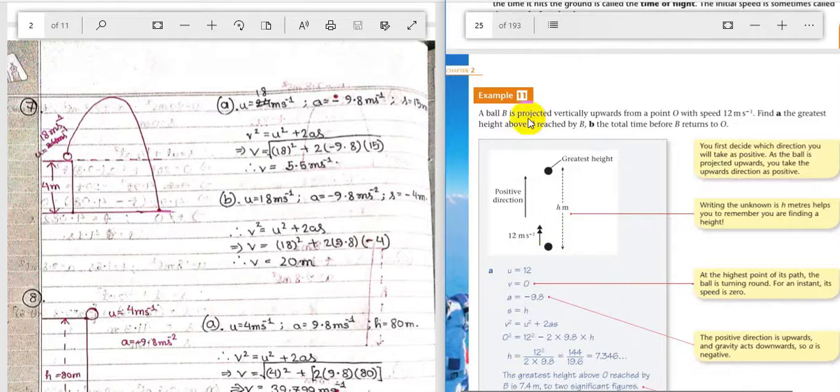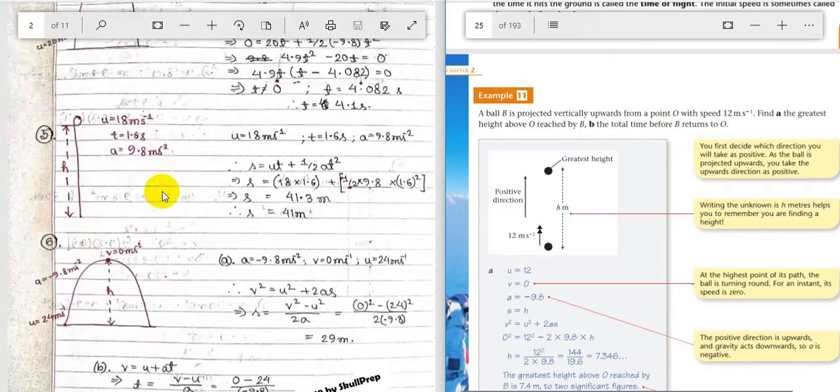So here in example 11, a ball B is projected vertically upwards from a point O with speed 12 meters per second. Find A, the greatest height above O reached by B. Part B, the total time before B returns to O.